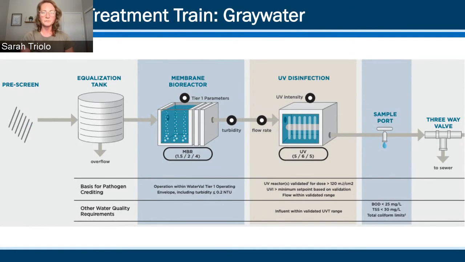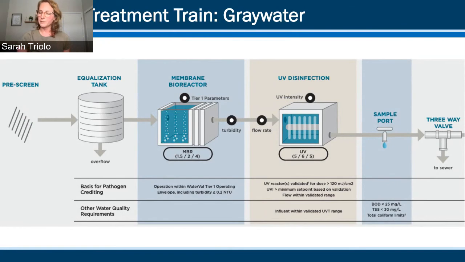Those are also important. We're also showing this three-way valve, which would basically be a mechanism if you had off-spec water. Let's say your UV intensity dropped below the set point, you'd potentially trigger an automatic diversion so that you start sending that water to sewer instead of sending off-spec water to the building. So that's the first part of the treatment train.